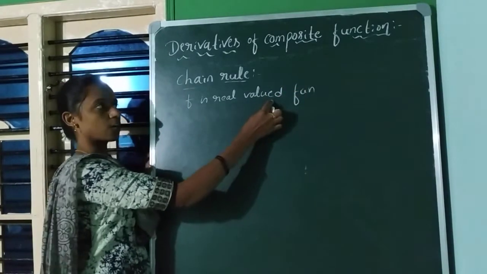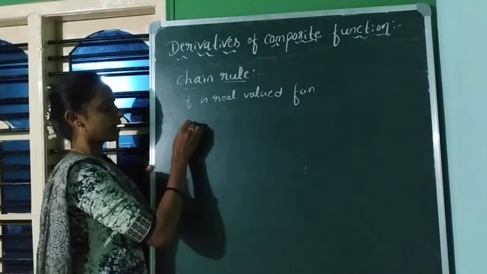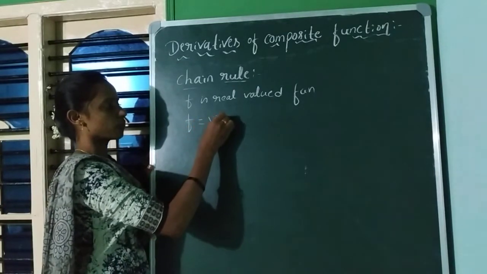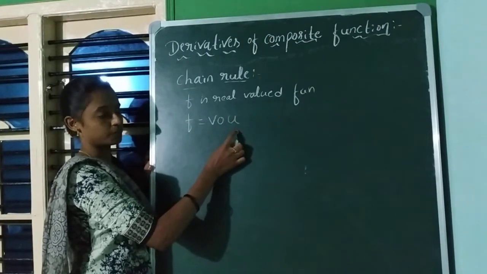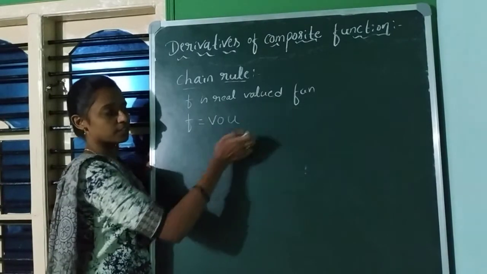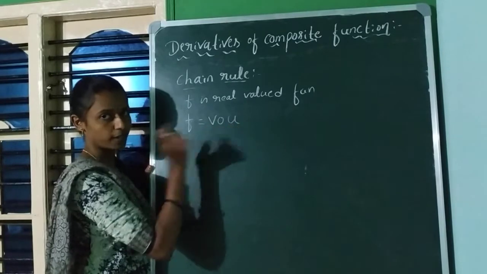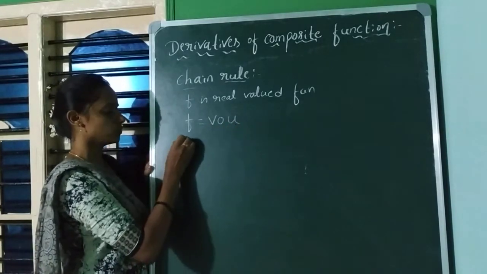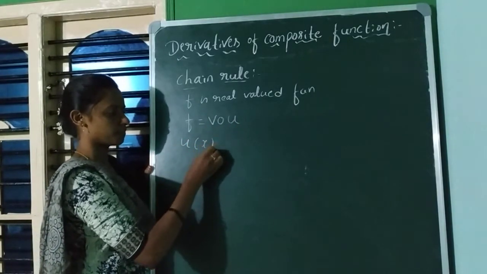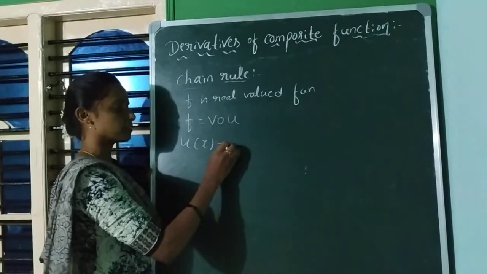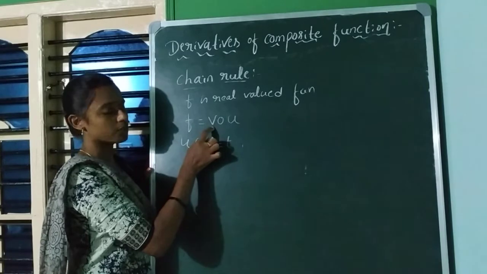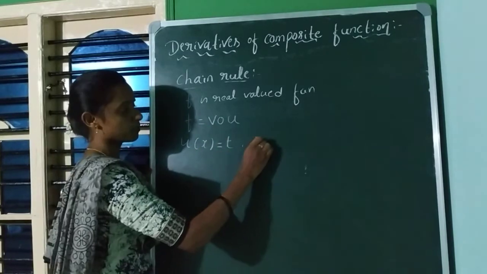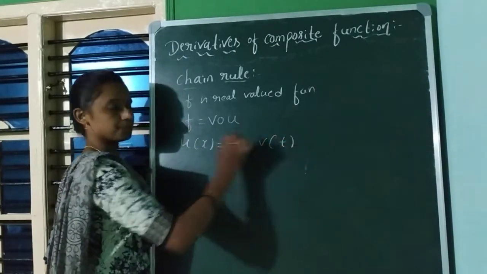and which is a combination of two functions, v and u. F is a real valued function and it is a combination of u and v. Now I'll take u with a variable x, and I'll take another variable t. Next, this function v will be with the variable t, so this is v of t.